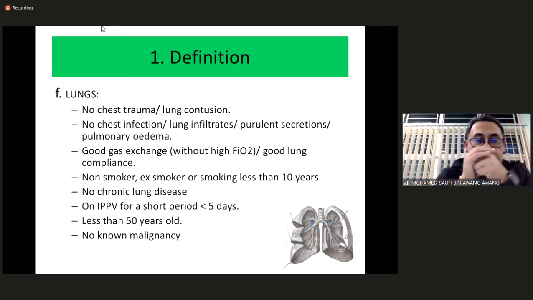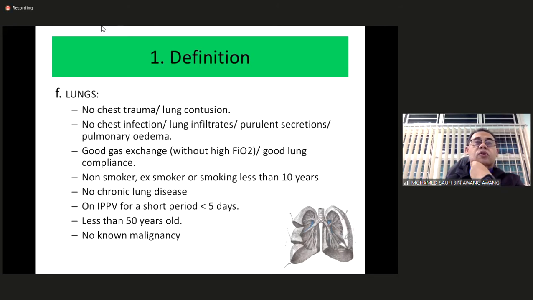For lungs, the preconditions are, of course, no trauma to the lung, no infection, and ensure that the gas exchange via FiO2 is good. Non-smoker, or even an ex-smoker, provided it is more than 10 years since stopping smoking, counted from the time you diagnose the patient with brain death. No chronic lung disease, and no evidence of malignancy. Quite similar to the heart, it is usually recommended for those less than 50 years old. Okay, so these are the conditions.